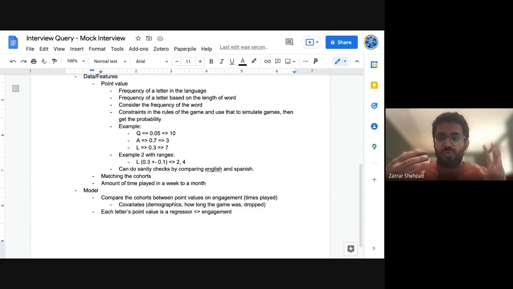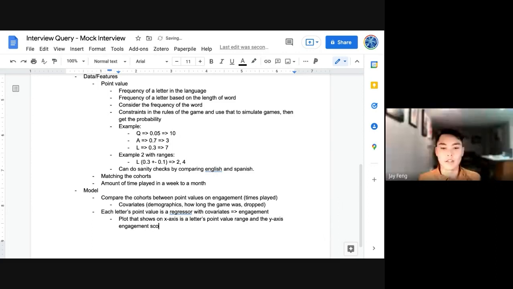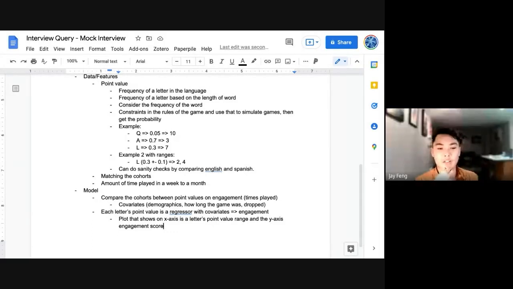I imagine you could run some model with all these covariates in there, trying to predict engagement. And then maybe you make a plot where the x-axis is the letter value range and the y-axis is engagement. Maybe this is also related to what you were thinking about, some engagement score. Ideally that plot is controlling for the other things, and you're just seeing how each point value is related to engagement. Okay, gotcha. Yeah, that makes sense.